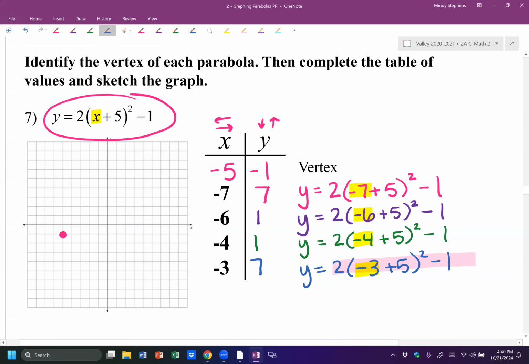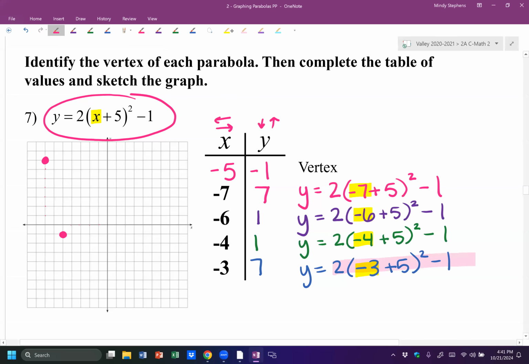Now I just need to graph these. So I'm going to do these one at a time. So I'm going to graph this one first, (-7, 7). So -7 is left, +7 is up. So I'm going to count left 7 and up 7. So 1, 2, 3, 4, 5, 6, 7. 1, 2, 3, 4, 5, 6, 7. So there's my first dot.